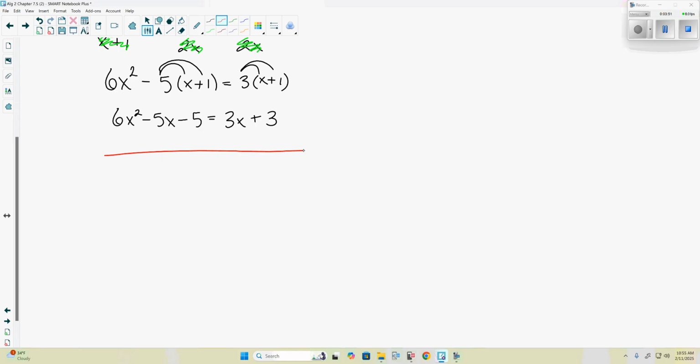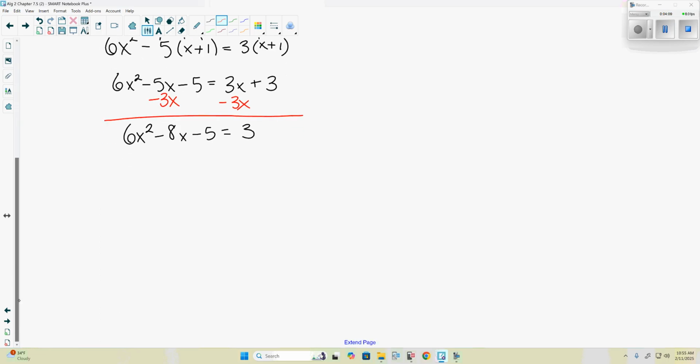So we need to get this thing equal to 0. So the first thing we can do is subtract 3x from both sides. So we have our 6x squared, negative 5x minus 3x would give us negative 8x. Minus 5 is equal to 3. Lastly, we can subtract 3 from both sides, telling us that 6x squared minus 8x minus 8 is equal to 0. Questions on how we got to this point here?